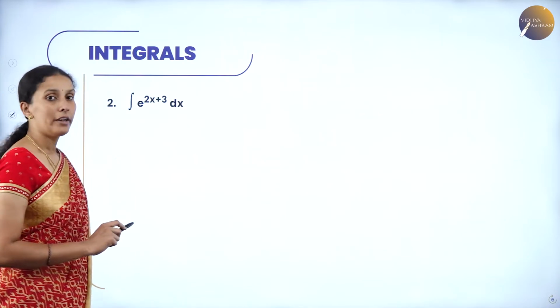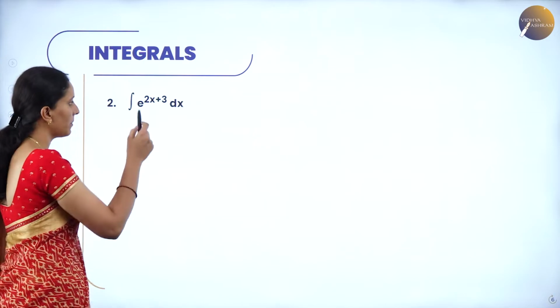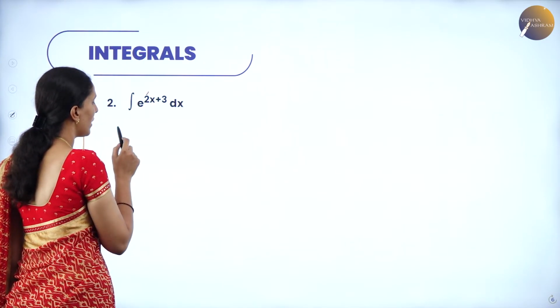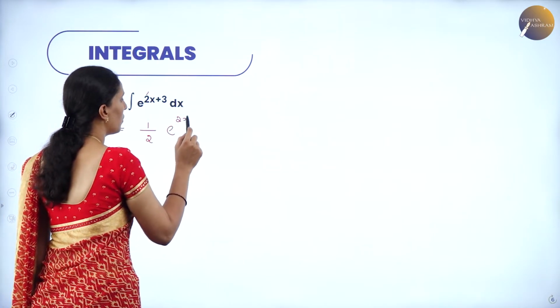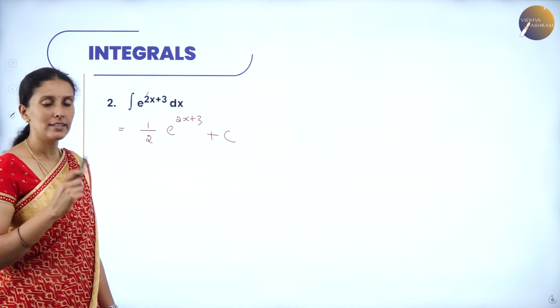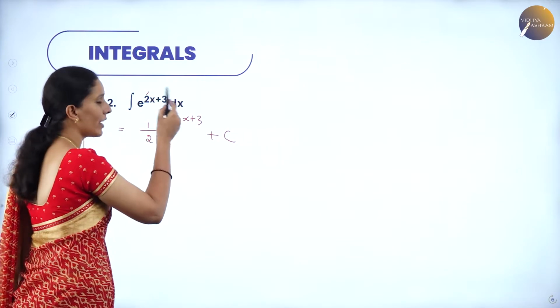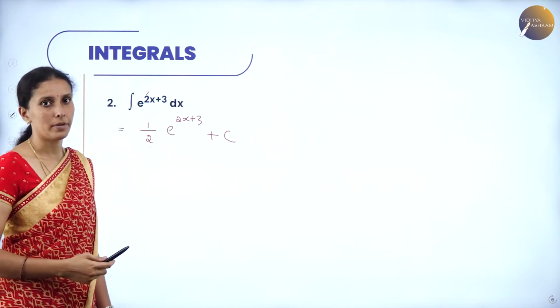Next, e power 2x plus 3. Again, this is in the form of e power ax plus b. So here the value of a is 2. I can clearly write it as 1 by 2 times e power 2x plus 3 plus c, because integral of e power x is e power x only. Now e power ax plus b is 1 by a times e power ax plus b.